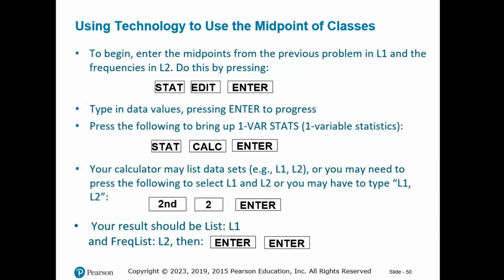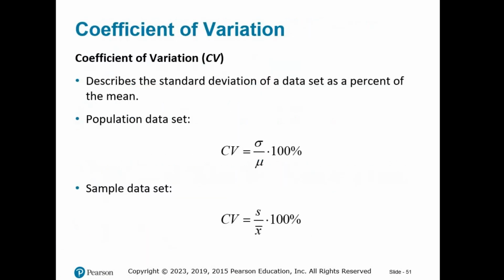Now we're going to cover one more point in this video, and it's what you do when you can't use standard deviation to compare data, either because they have different units or different means. We use something called coefficient of variation. The coefficient of variation, or CV, describes the standard deviation of a data set as a percent of the mean. It is literally a ratio.